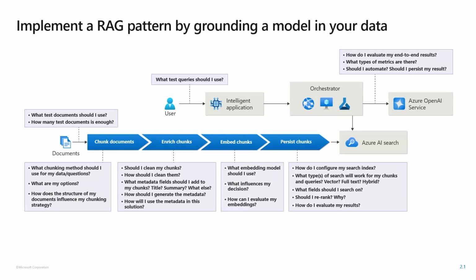Documents are either pushed or pulled into the data pipeline, and the data pipeline processes each document individually by completing the steps that you see here. We've got chunk data, enriched chunks, embedded chunks, and persist. So understand those processes.